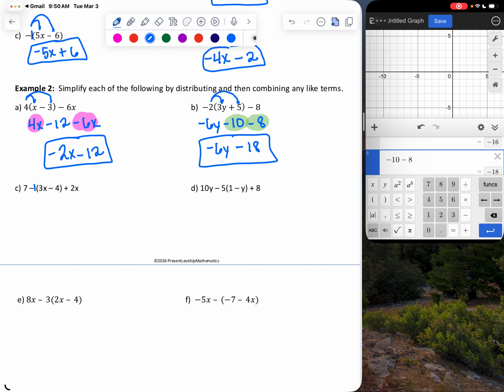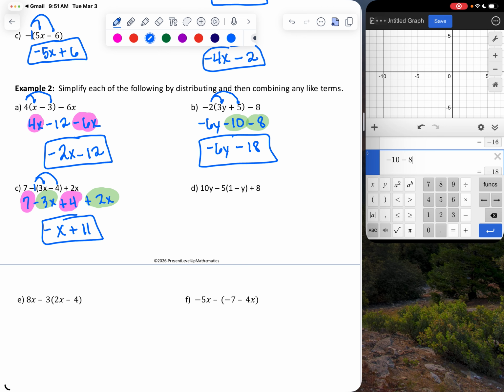So I want to drop the 7 down and multiply everything in this parenthesis by negative 1. So negative 1 times 3x is negative 3x. Negative 1 times negative 4 is positive 4, and then plus 2x. Now I'm going to combine like terms. So negative 3x and 2x are alike, and 7 plus 4 are alike. So negative 3x plus 2x is negative x, and 7 plus 4, positive 11.